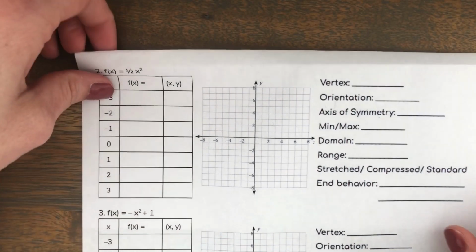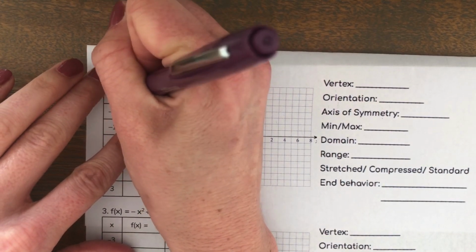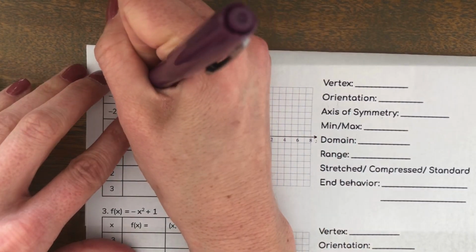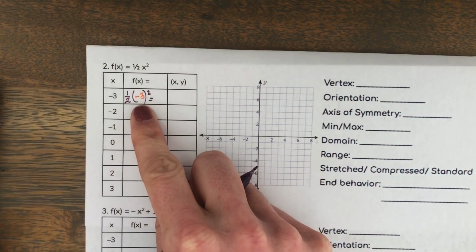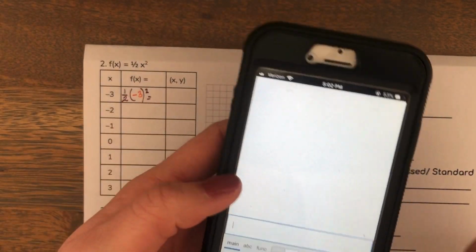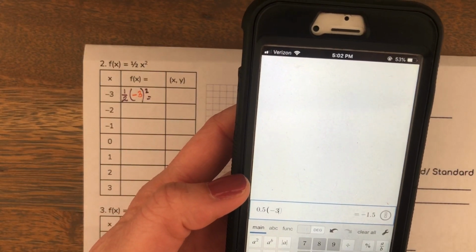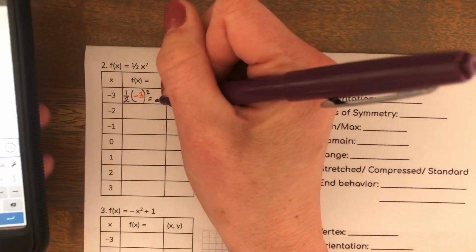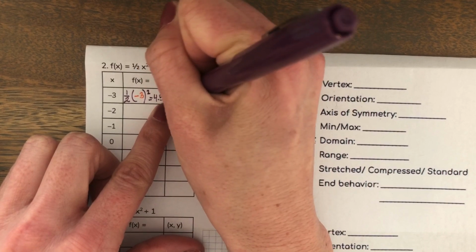So, ow, sorry, I hit my elbow. So I have 1/2 times, so I'm going to be plugging in -3 and then squaring it. And that's exactly how you want to type it into your calculator. I can't do 1/2 on this thing, so I'm just going to do 0.5. So I'm just going to type that in. Yeah. So like that. And it'll give me 4.5. So that means your ordered pair is going to be -3, 4.5.